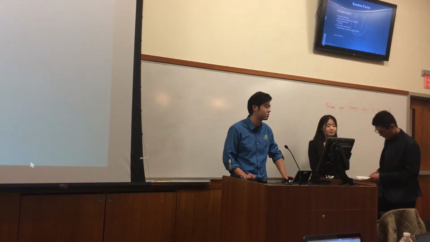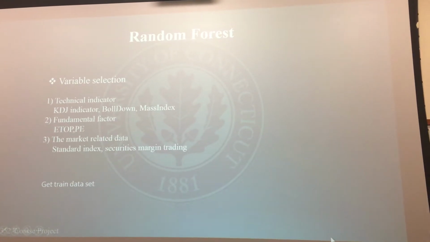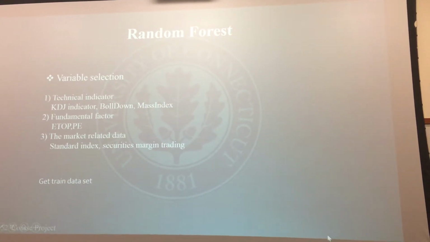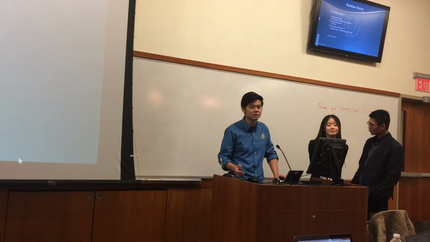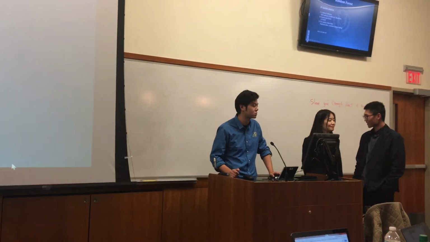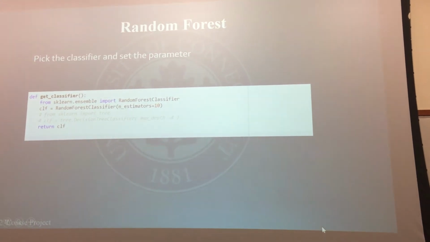First of all, we select the variables or the factors. There are three kinds of factors: technical indicator, fundamental factor, and the market-related data. We pick all of these things, and then we get the trend data. Just input the data. Then we pick the classifier and set the parameter.